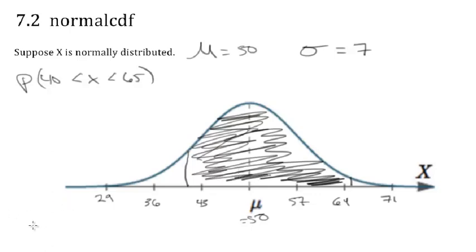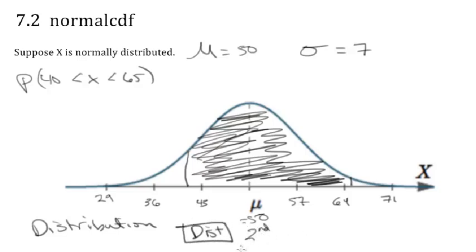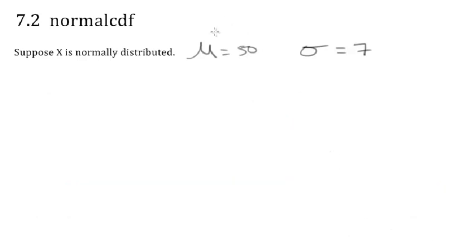Now this is a distribution, and so in order to find the area of a distribution, we need the distribution button that is located if you press the shift key and then vars. And then this is really close to the top. This is actually going to be choice number 2, normal CDF.